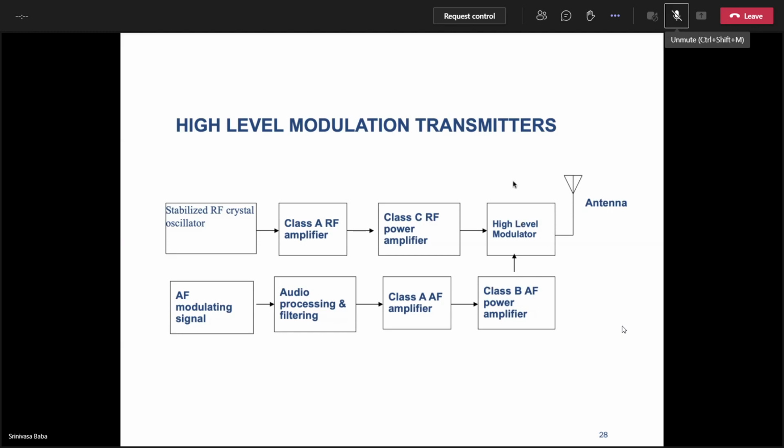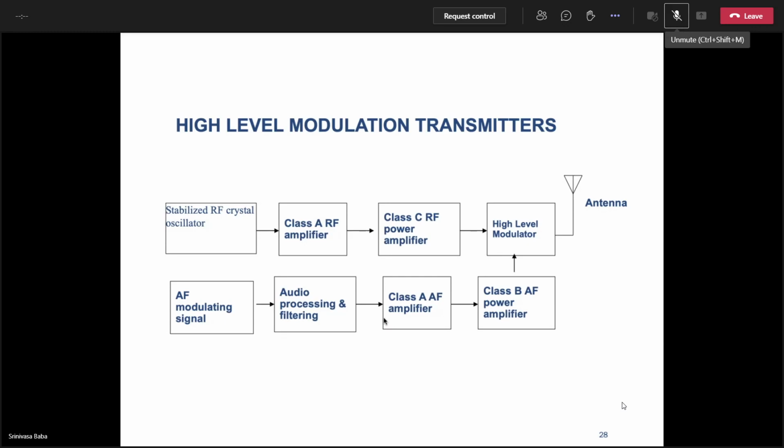So whatever high level modulation that is required is happening before modulation itself, and after modulation the signal is directly applied to an antenna. This is your high level modulation. Here the carrier is modulated. High power carrier is modulated, not the low power carrier. It is a high power carrier that is modulated.